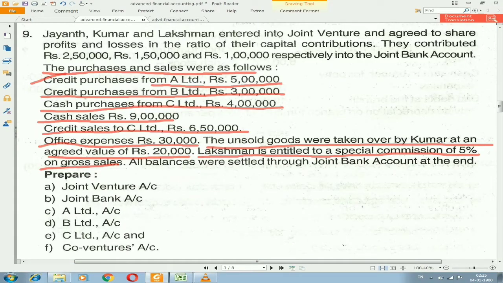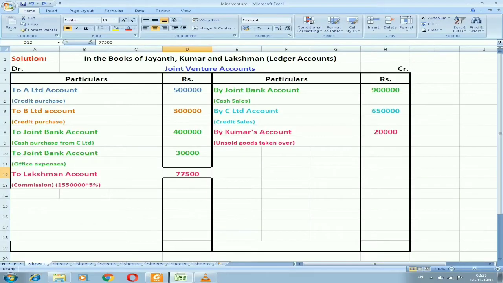Other than that, I don't have any other information related to expenditures and income. We have one piece of information: all balances were settled through the joint bank account at the end. Whatever money we are supposed to pay to the creditor, and whatever money we are supposed to receive from the debtor, both will be finally settled through the joint bank account. So at the end of the joint venture, the money will be paid to creditors and received from debtors. Now let us do the total.